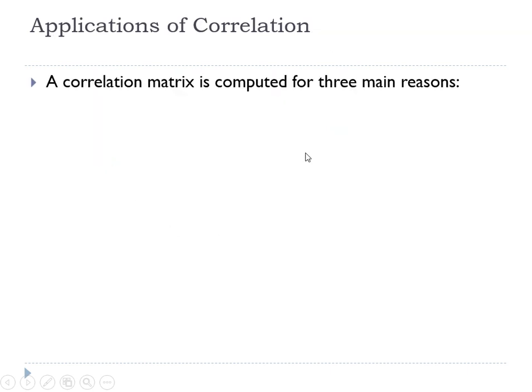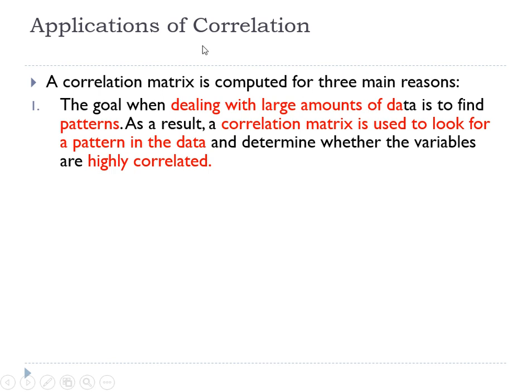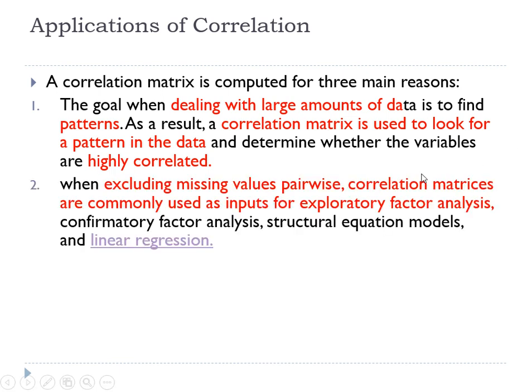Some of the applications you can see is I can make a correlation matrix. Correlation matrix means basically I'm finding the strength of the relationship. So I can use it when I'm dealing with large amounts of data where I want to find the patterns. The correlation matrix which I form will help to find the pattern in the data and determine whether the variables are highly correlated or not. That means finding the strength of the relationship between the variables. So that's the main purpose.